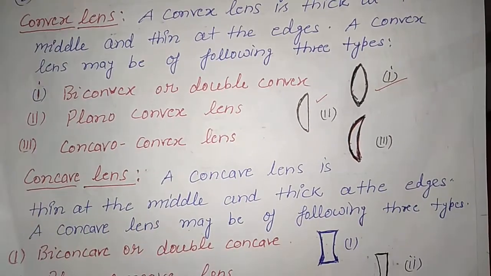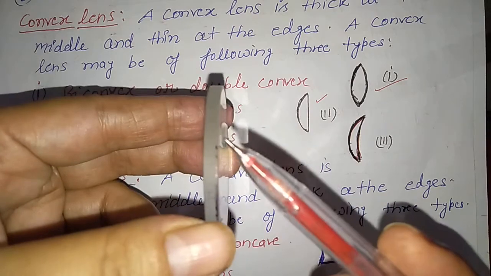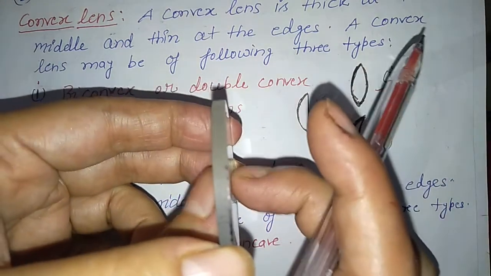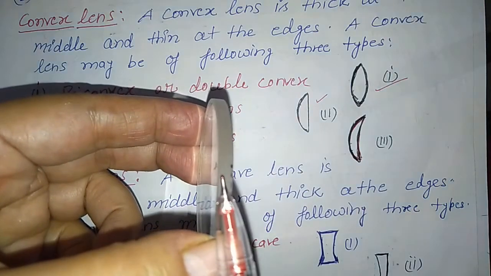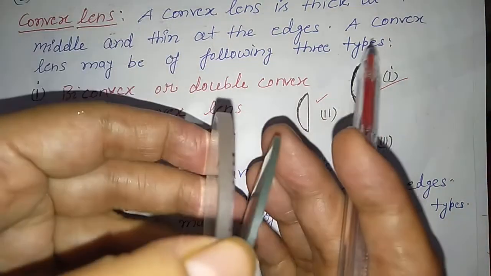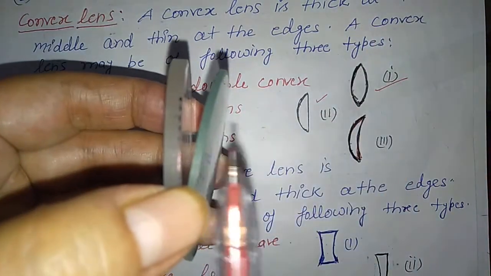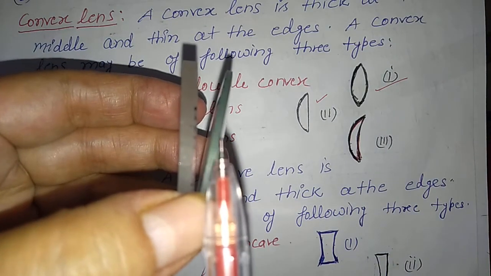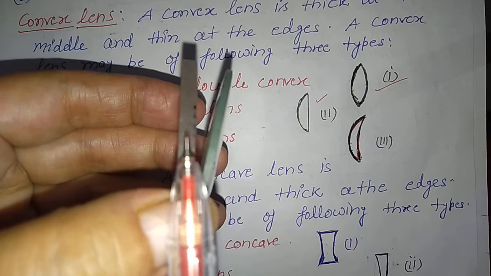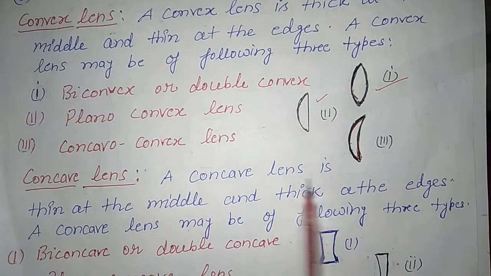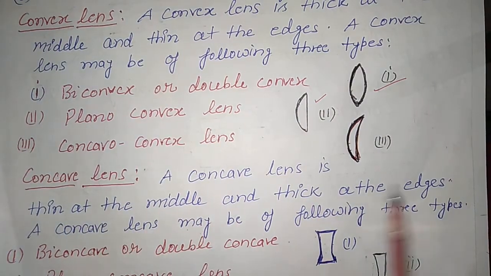Now the concave lens is thick at the edges and thin at the center, or the middle. You can see the difference here in both. This is the convex, which is thin at the edges, and this is the concave, which is thick at the edges. So a concave lens is thin at the middle and thick at the edges.